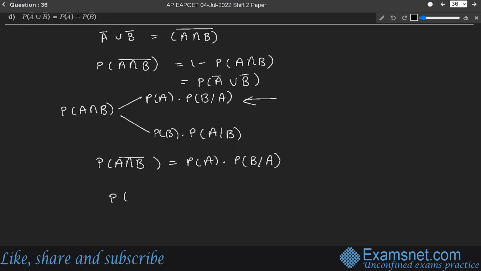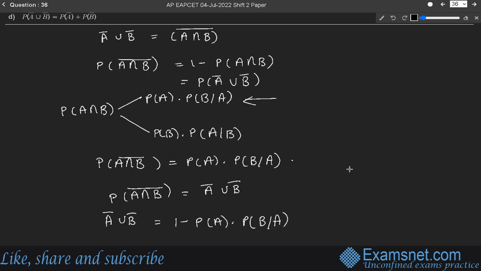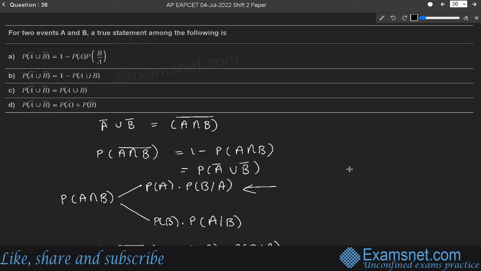We know that P of A intersection B whole bar is equal to A bar union B bar. So replacing the values in this equation, we will get P of A bar union B bar is equal to 1 minus P of A into P of B by A. Therefore, let us check all the options. From all the options, the correct option will be option number A, which is P of A bar union B bar is equal to 1 minus P of A into P of B upon A.